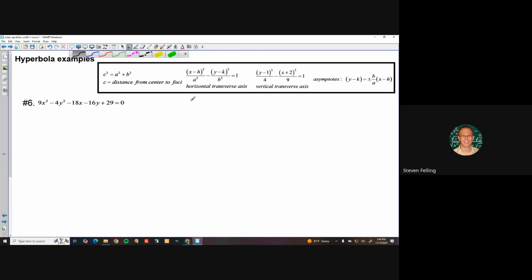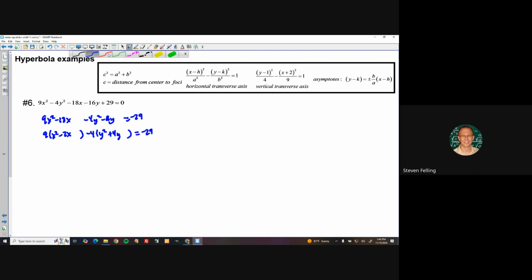Okay, one last one. You can try pausing the video and trying this. This is our last example. Okay, so we gathered the x terms together and the y terms together. Move the 29 to the other side. Factor out the leading 9, so that's 9x squared minus 2x, leave a space for completing the square, minus 4, this will be y squared plus 4y, because that's a 16, right? Yes, plus 4y, so negative 4 times positive 4 will give me minus 16.